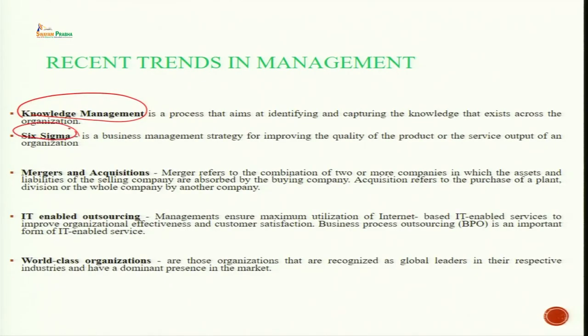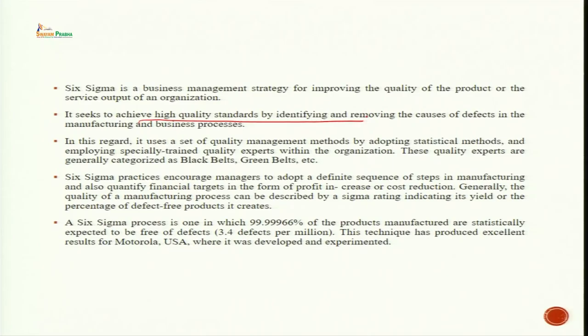Next recent trend in management is the Six Sigma trend. It is a business management strategy for improving the quality of product or service output of an organization. Now, when it comes to Six Sigma, we are talking about high quality standards by identifying and removing the causes of defects in manufacturing and business processes. In this regard, it uses a set of quality management methods by adopting statistical methods and employing specifically trained quality experts within the organization. These quality experts are generally categorized as black belts and green belts. Six Sigma practices encourage the managers to adopt a different sequence of steps in manufacturing and also quantify the financial targets in the form of profit increase and cost reduction.